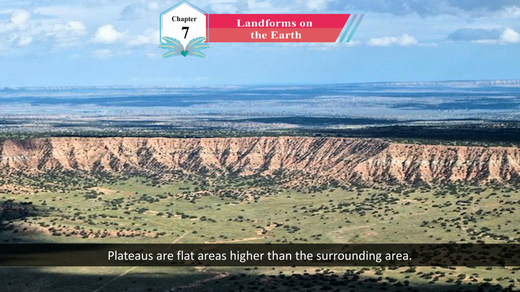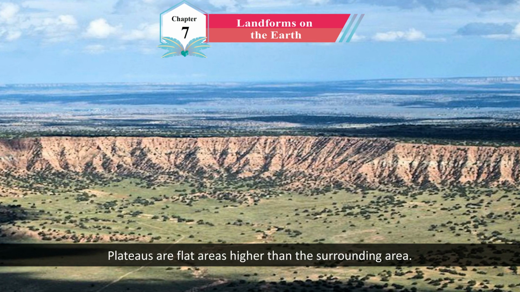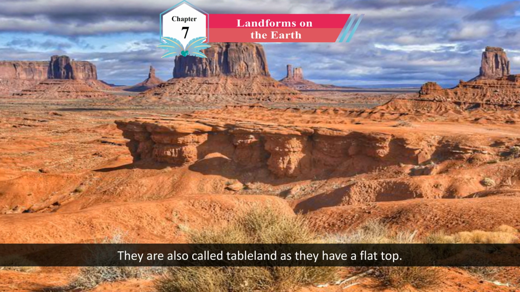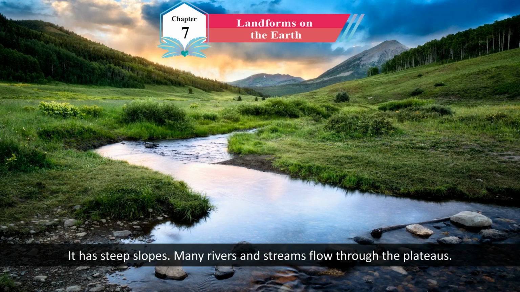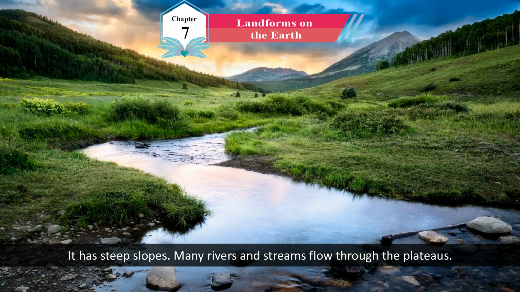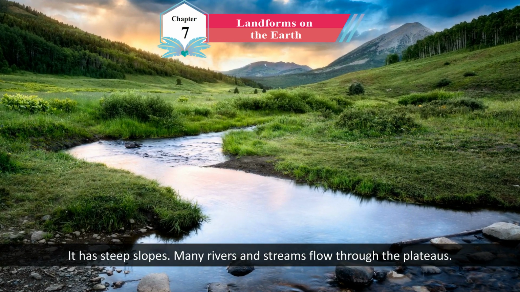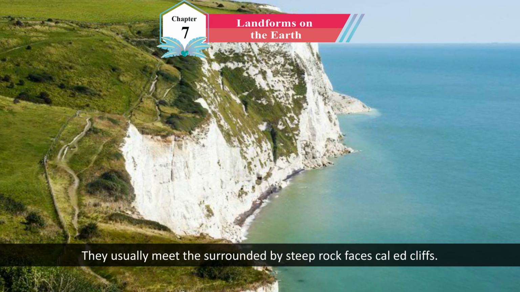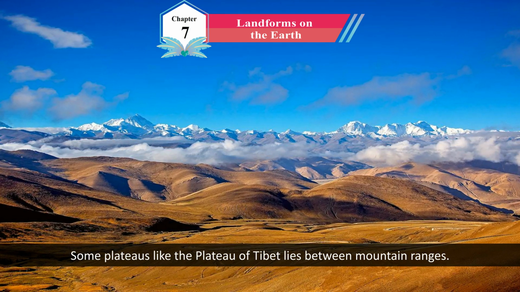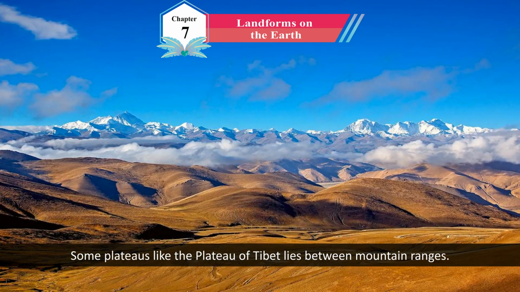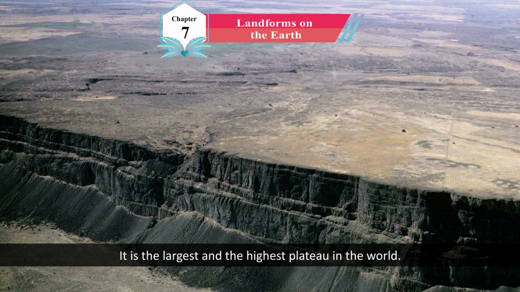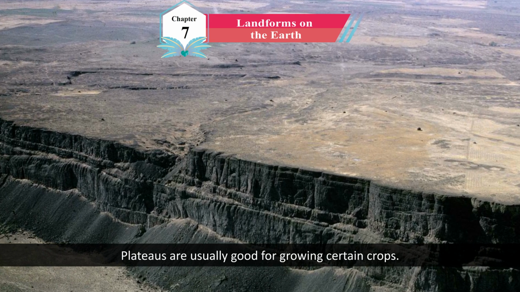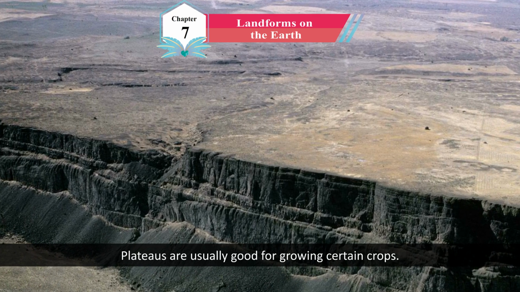Plateaus. Plateaus are flat areas higher than the surrounding area. They are also called tableland as they have a flat top. They have steep slopes. Many rivers and streams flow through the plateaus. They are usually surrounded by steep rock faces called cliffs. Some plateaus, like the plateau of Tibet, lie between mountain ranges. It is the largest and the highest plateau in the world. Plateaus are usually good for growing certain crops.